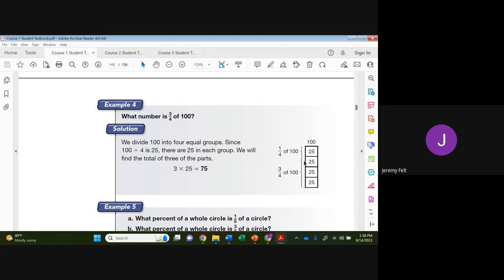So we'll work at this more than one way. We'll be able to multiply 3/4 times 100 to come up with 75. That's the way I would probably do it right off the bat. But again, we can break it into equal groups over here to kind of visualize what's going on with those different groups.